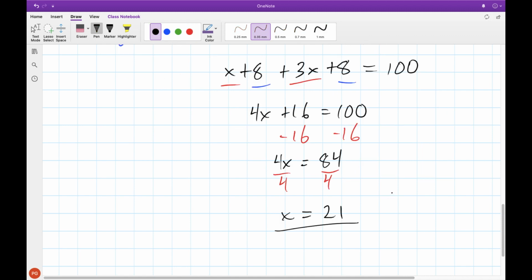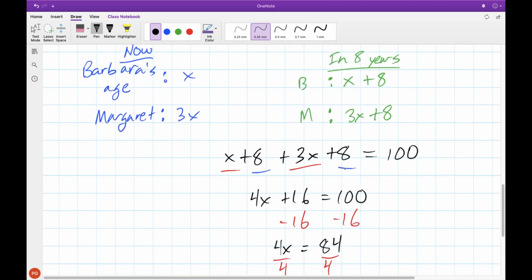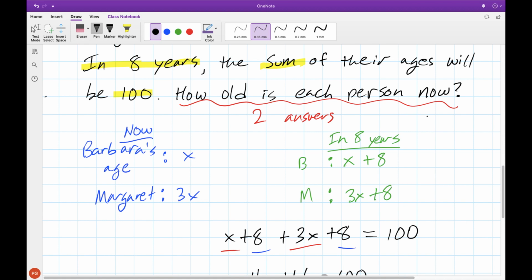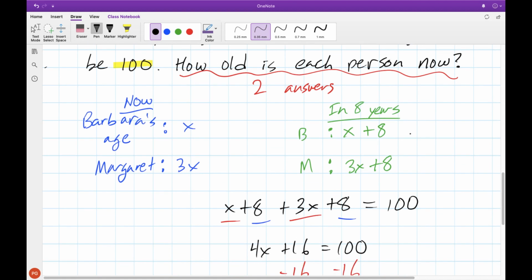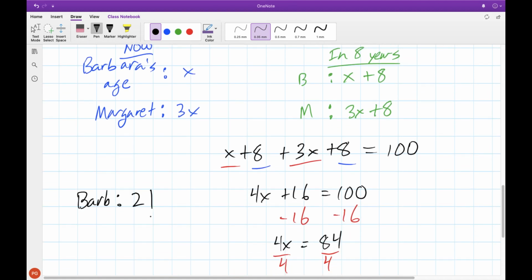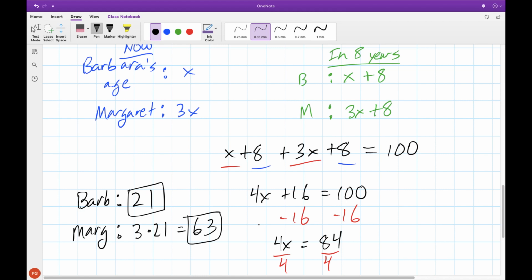So our answer for x is going to be 21, but make sure that this isn't your only answer. Remember, how old is each person? So we actually have two answers in this case. Our first answer is going to be 21, so Barbara is going to be 21, but Margaret is going to be 3 times 21, which gives us her age of 63.